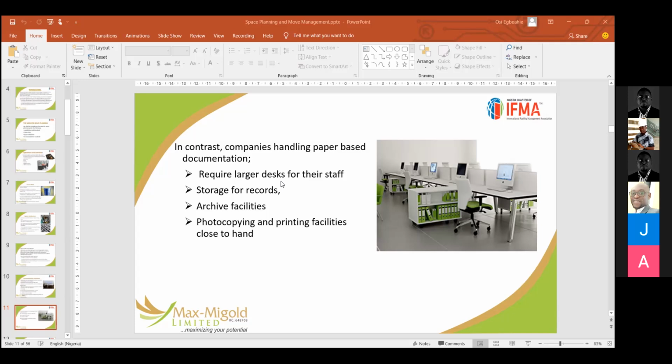And they normally have what we call mapping tables for engineering offices, where they spread very large drawings and look at them. But these days, technology has advanced to help everybody work on their systems. Sometimes they even have larger screens, especially for IT groups. You see them having two or three screens on their desks to be able to monitor the work they do. And also those in the stock exchange, for them to monitor several currencies, they have several screens on the table. Just because of the work they do, they determine the kind of table space they use, and storage records, archiving facilities, photocopy and printing facilities, so that they'll be able to manage their work effectively.